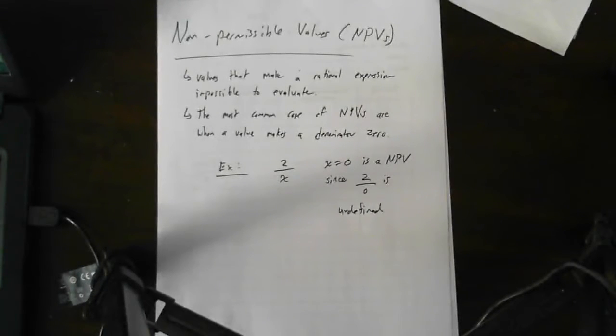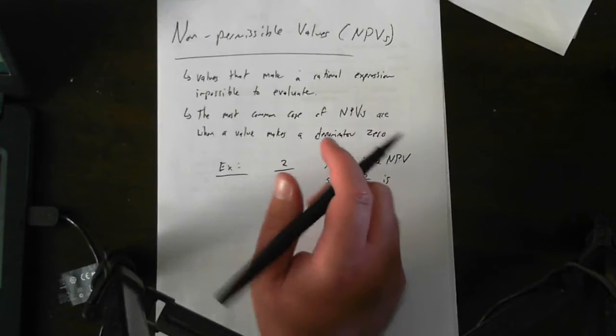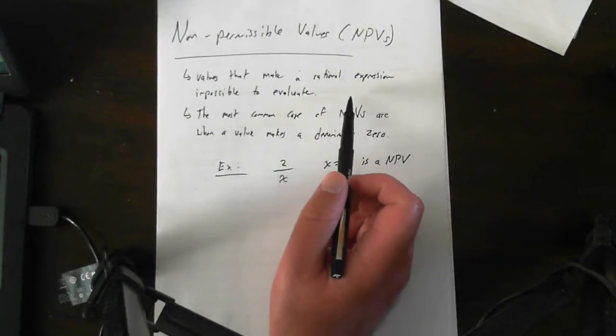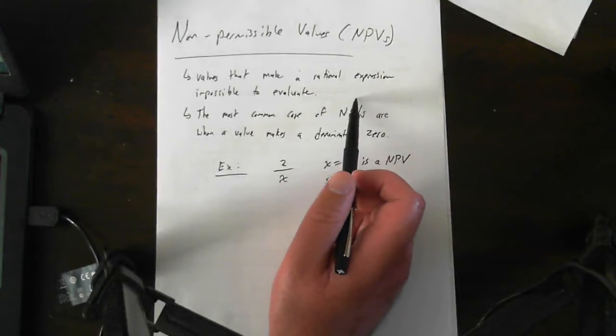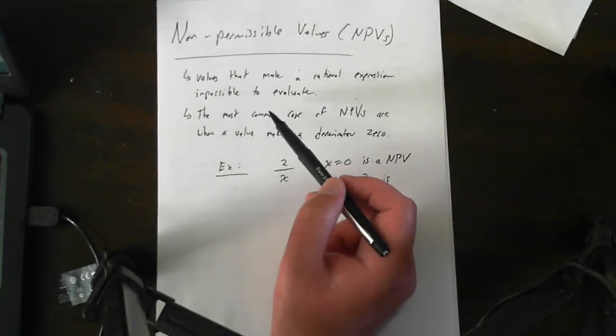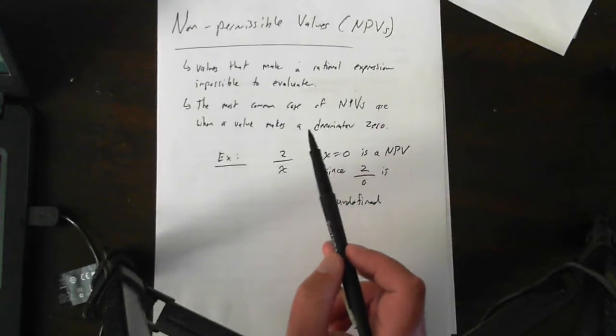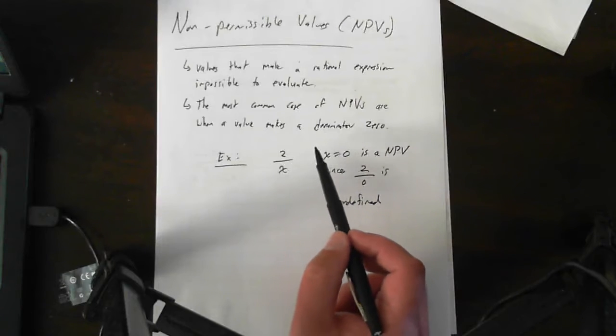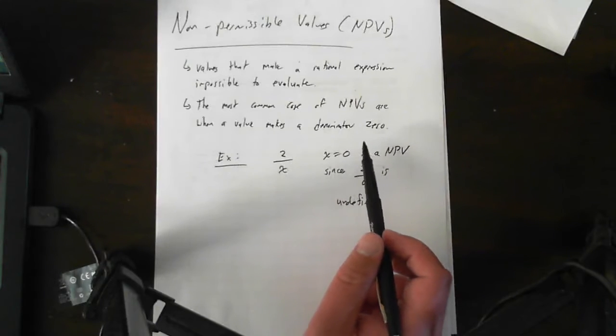Alright, so we'll talk about non-permissible values now. So first of all, what is a non-permissible value? It's a value that when you put it into a rational expression, so you substitute it in for the variable, it makes the expression impossible to evaluate. And the most common case of a non-permissible value is a value that makes your denominator equal to 0.